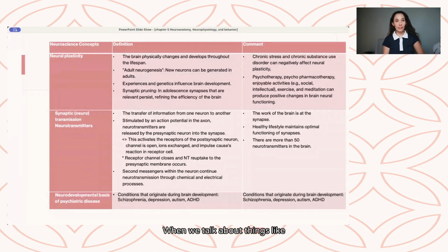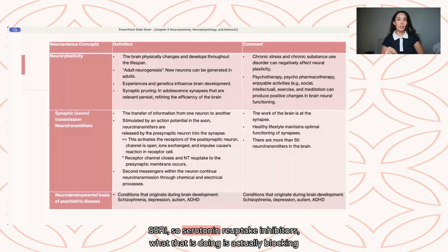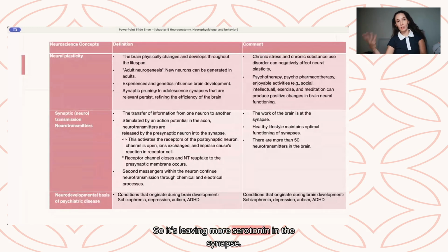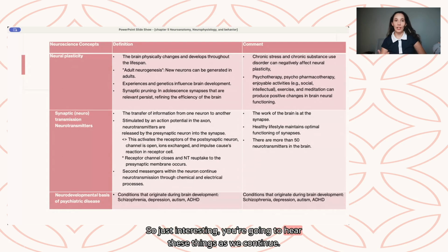When we talk about things like SSRIs, so selective serotonin reuptake inhibitors, what that is doing is actually blocking that reuptake in the presynaptic neuron. So it's leaving more serotonin in the synapse. So just interesting. You're going to hear these things as we continue.